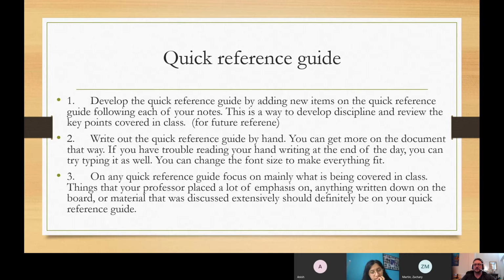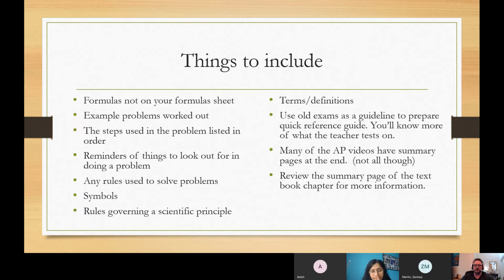On a quick reference guide, focus mainly on what is being covered. So go over the important stuff, the really important stuff. Again, that's why the summary page is a good thing. Things to include on a quick reference guide.